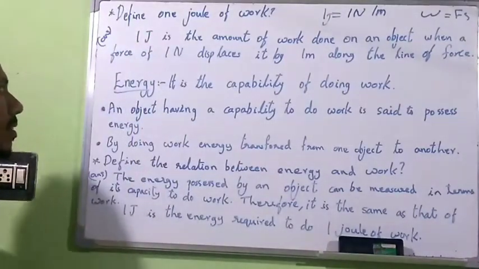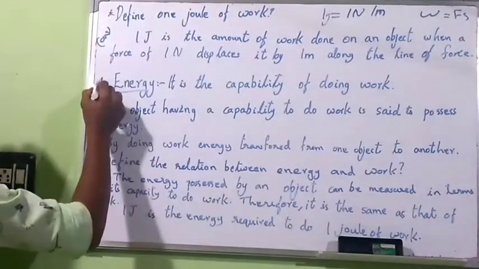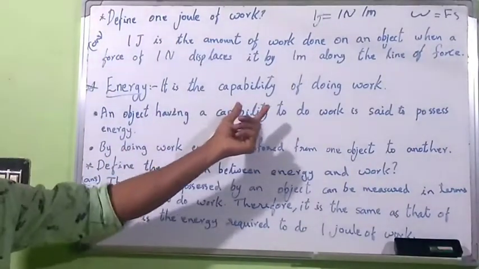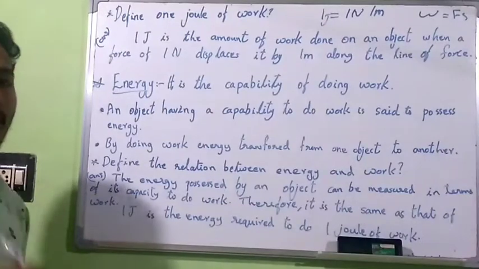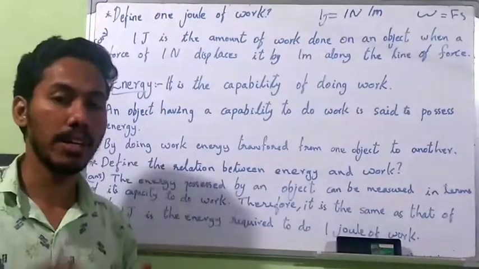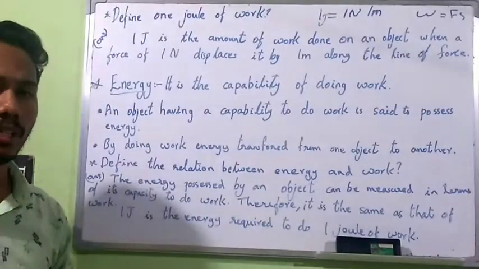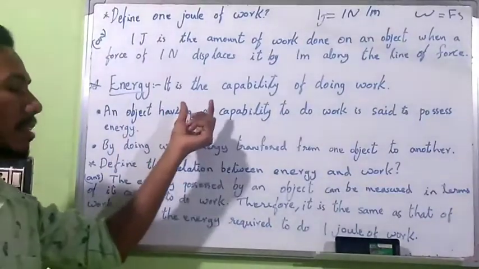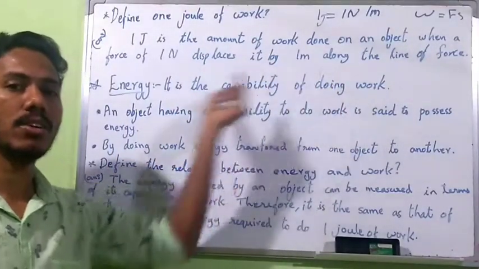Then what is energy? It's another topic in this chapter. Energy is the capability to do work. It is same as that of work, but there is a slight difference. Energy is the capacity to do work. Equations are same, but the capacity is known as energy.